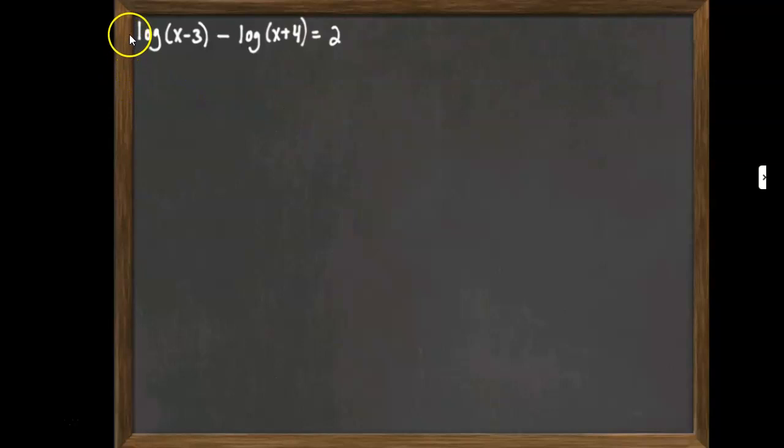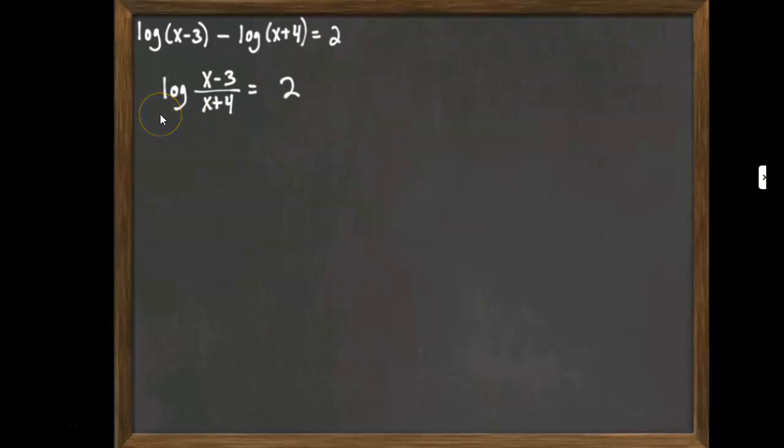First thing we would do, if we had any coefficients, is absorb those first. We don't have that here. So we can go ahead and say, since they're being subtracted, log of a difference, that'll go on the top, x minus 3. And the x plus 4 factor will go on the bottom. And now we're equal to 2. Now this is just log. There's no subscript, so we know that means log base 10.